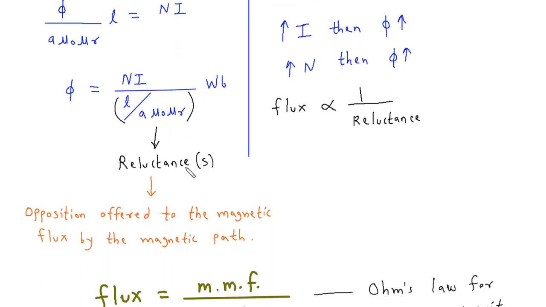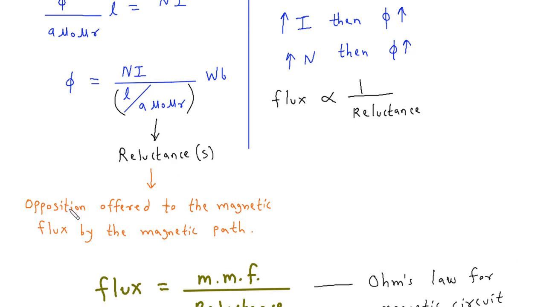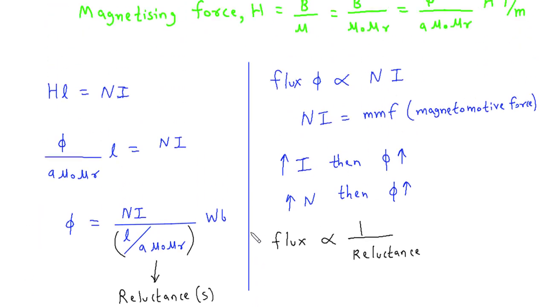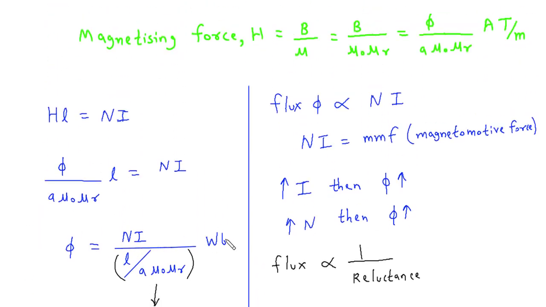Now this is a reluctance. Reluctance is denoted by S. Reluctance is the opposition offered to the magnetic flux by the magnetic path. Now from this relation we can say that flux phi is directly proportional to Ni. This flux phi is directly proportional to Ni, and this Ni is magnetomotive force or MMF.